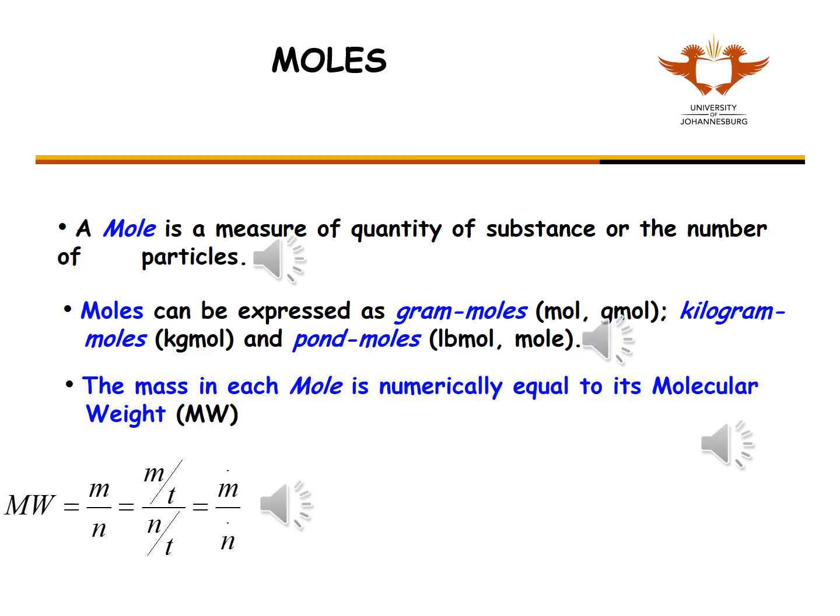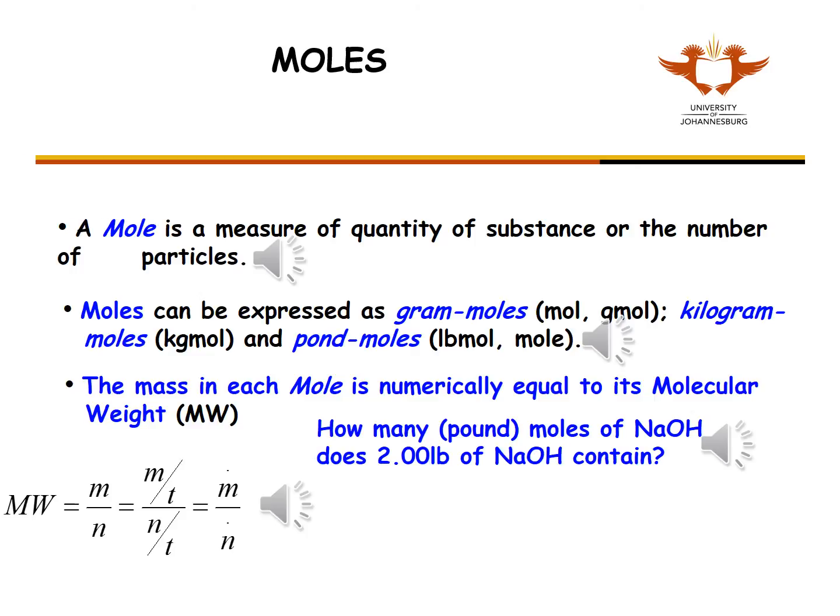The molecular weight is the mass per mole, hence it is also the mass flow rate divided by the molar flow rate. From the equation, the number of moles is the mass divided by the molecular weight.